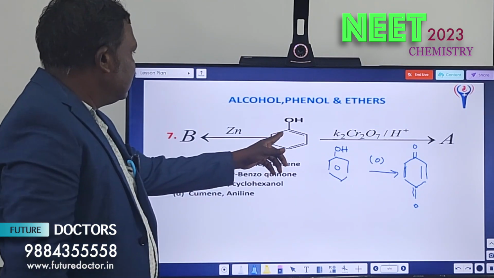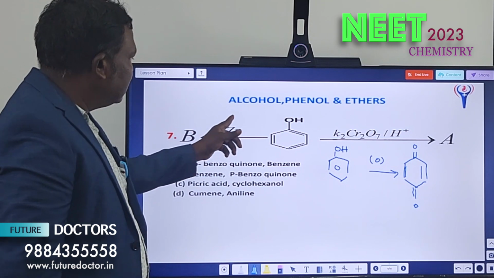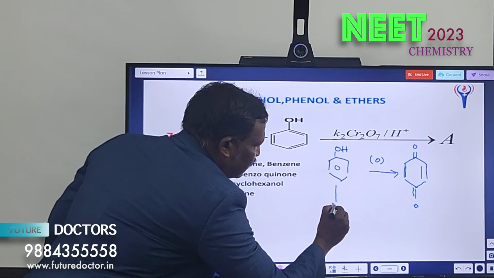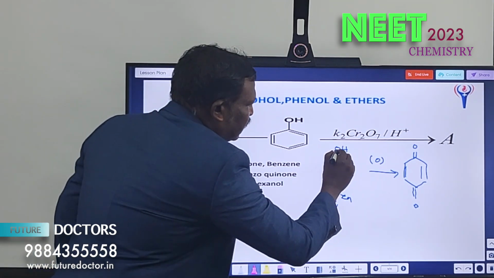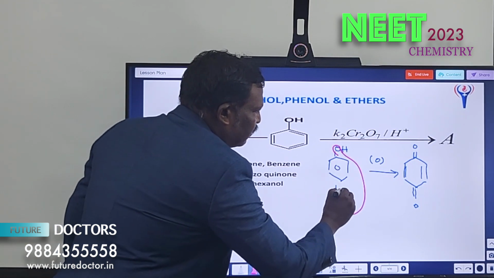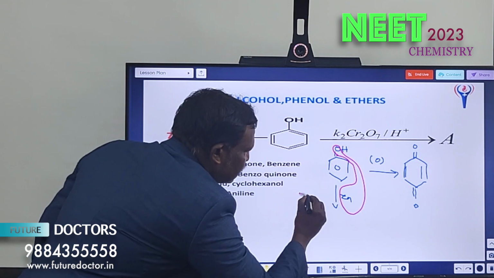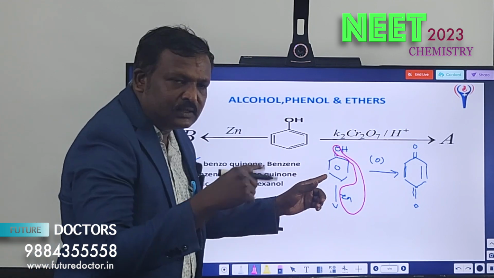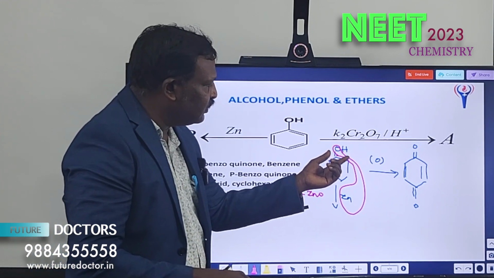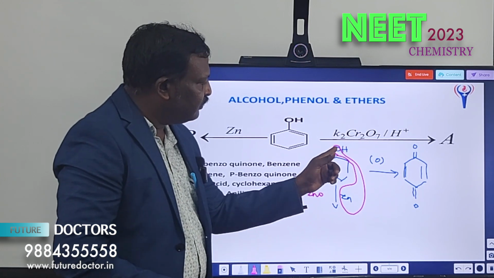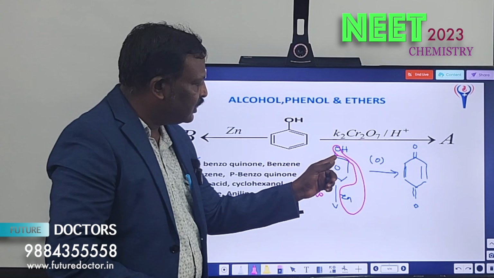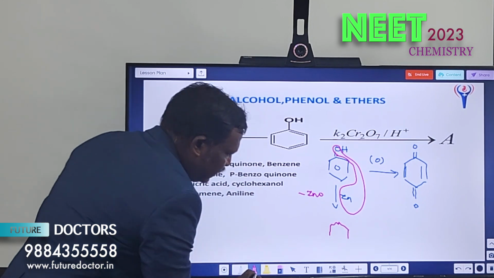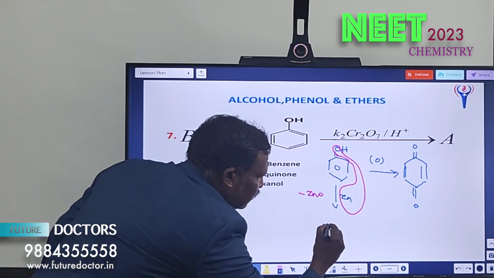Then phenol is reduced by zinc. Just remember, simple one is zinc. If you put zinc, what happened? Zinc oxide will be removed, minus ZnO. Now what is remaining? C6H5OH, but if you remove oxygen, that H goes here. Now it becomes C6H6. It's called benzene. Benzene is obtained. Understood? We get benzene.